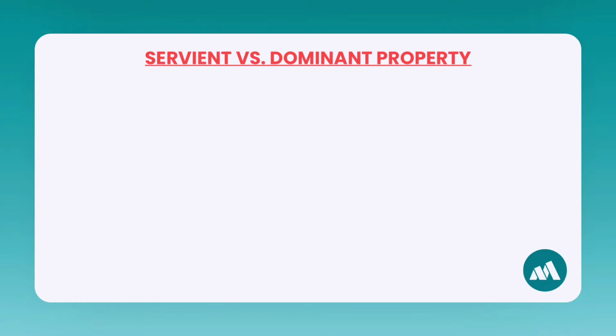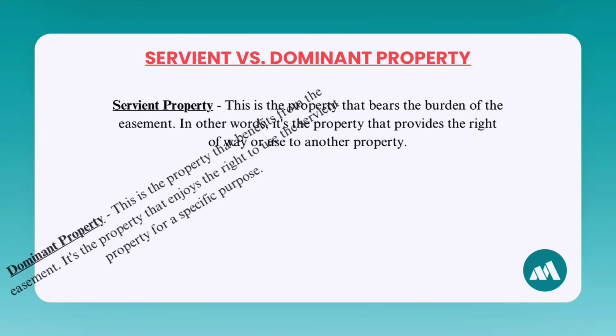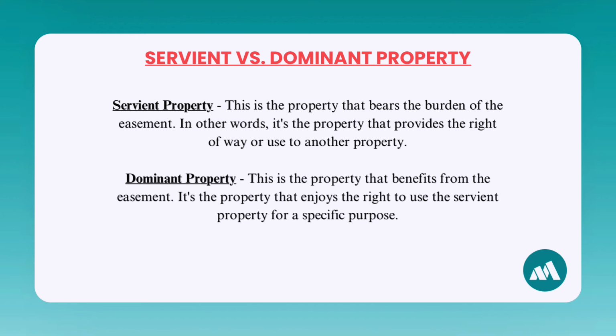When it comes to easements, there are always two parties involved: the servient property and the dominant property. Servient property is the property that bears the burden of the easement. In other words, it's the property that provides the right of way or use to another property. The dominant property, well, this is the property that benefits from the easement.